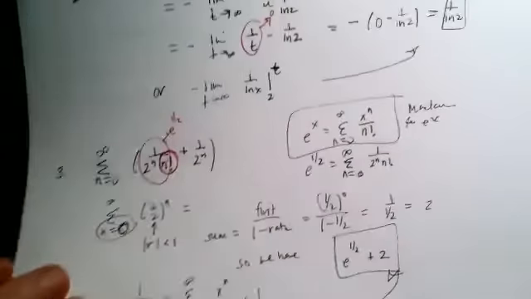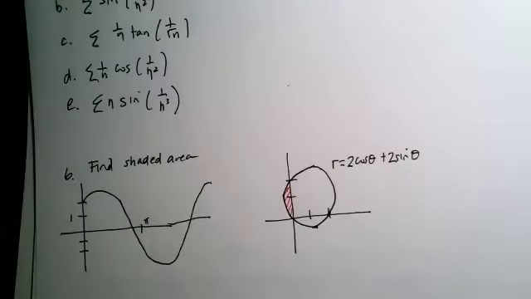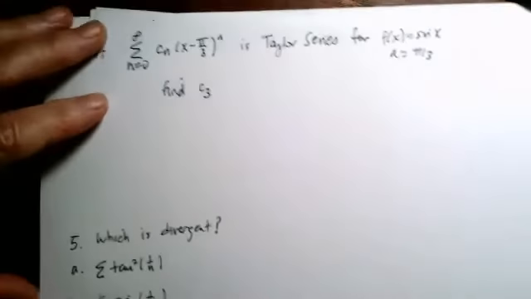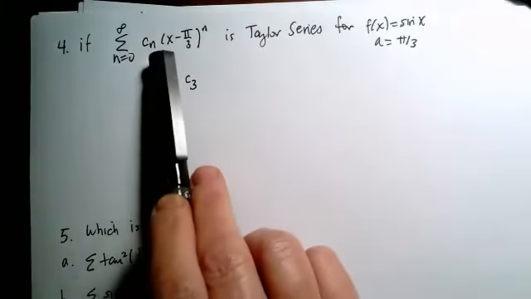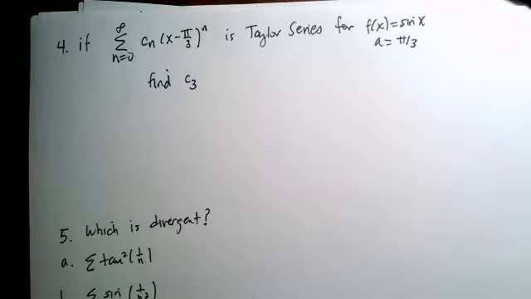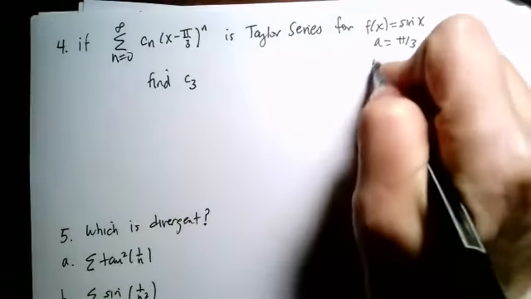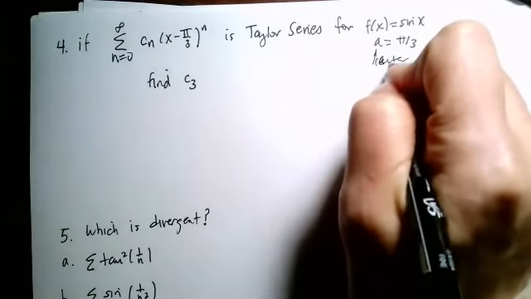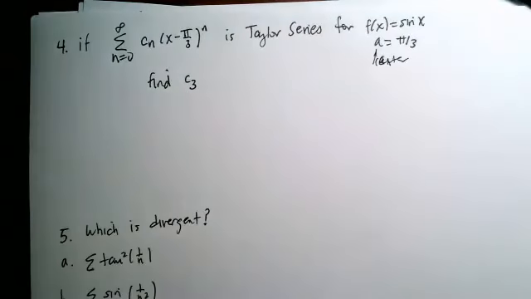All right, let's move on to number 4. Okay, if the sum n equals 0 to infinity of c sub n times (x minus pi over 3) to the n is the Taylor series for f of x equals sine x, and the center a is equal to pi over 3. That says center. Let's find c sub 3.